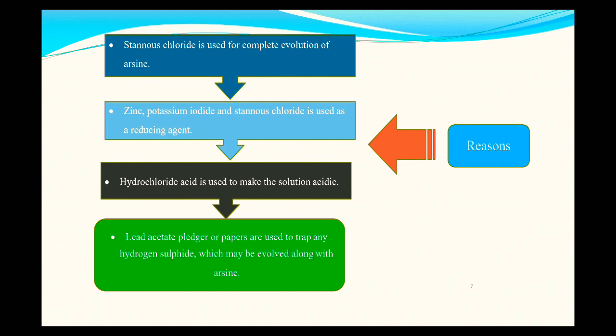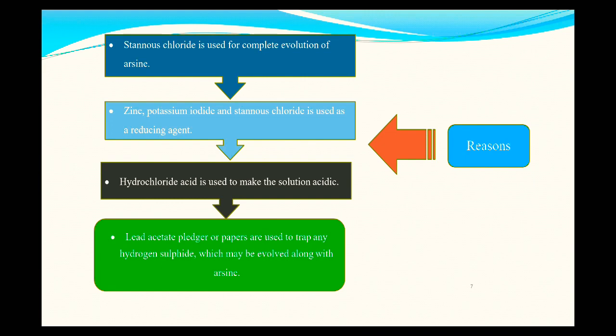Another, zinc, potassium iodide and stannous chloride are used as reducing agents. Third one, hydrochloric acid. Hydrochloric acid is used to make the solution acidic. And last one, lead acetate. Lead acetate papers are used to trap any hydrogen sulfide which may be evolved along with arsine.